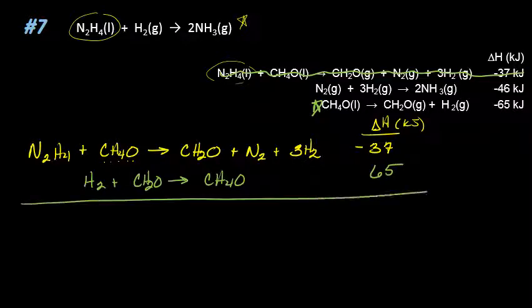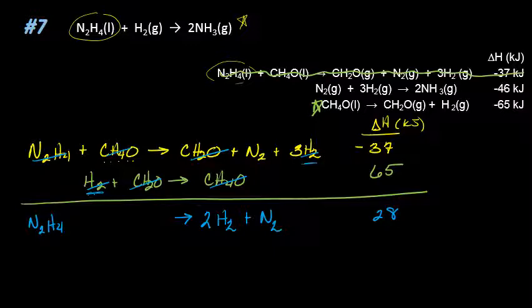Now let's add these guys up. I don't see N2H4 anyplace else, so I'm just going to bring it down. The CH4O's cancel. H2 appears there and there. That's going to be a product because I have more on the product side. So that's 2H2. Now I'm going to bring the N2 down. Don't forget to keep track of your delta H as you go, which is 28 kilojoules. We're done with this guy.